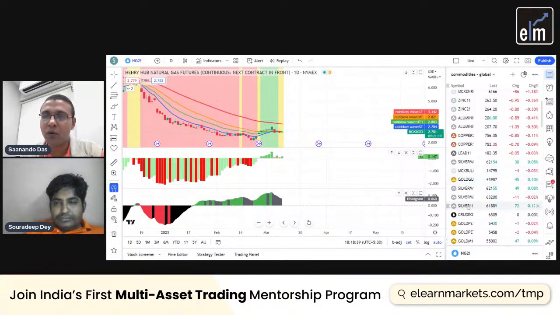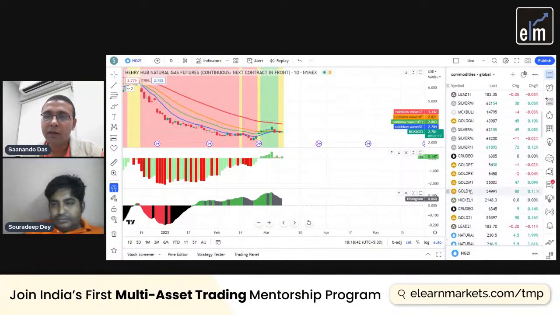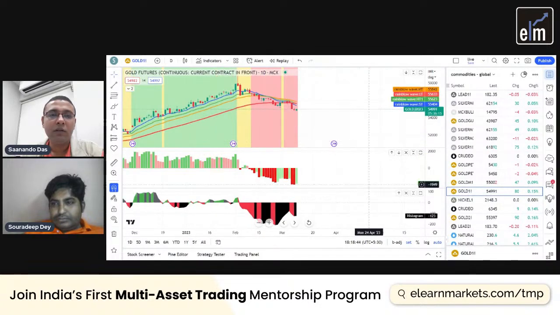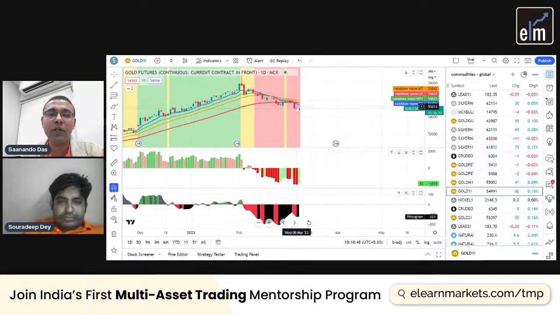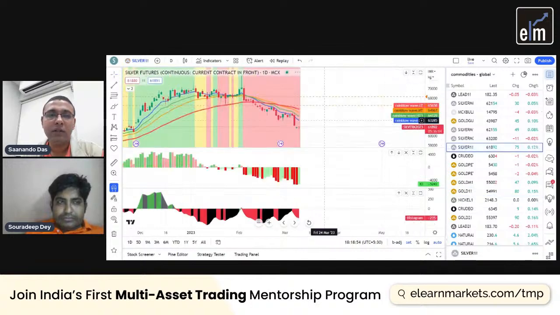Let's come to India gold. This is the big India gold 1 kg contract. So broadly a similar analogy, in the bearish zone below all the moving averages. Silver, similar analogy, below all the moving averages and going down. So we should look for selling. Since we should be with the trend, we should look for selling opportunities in silver.